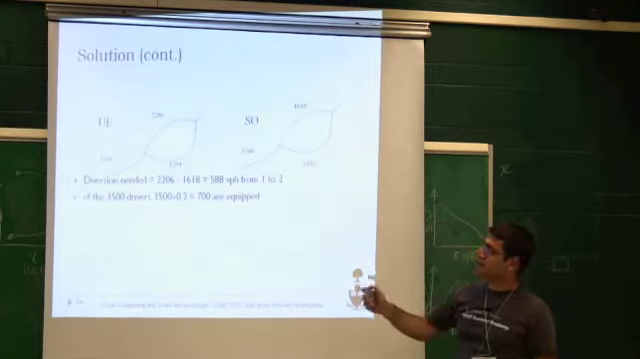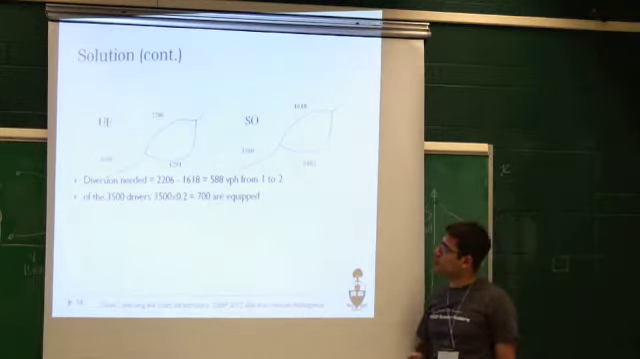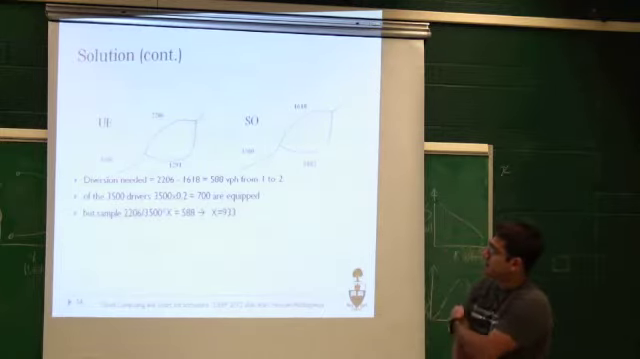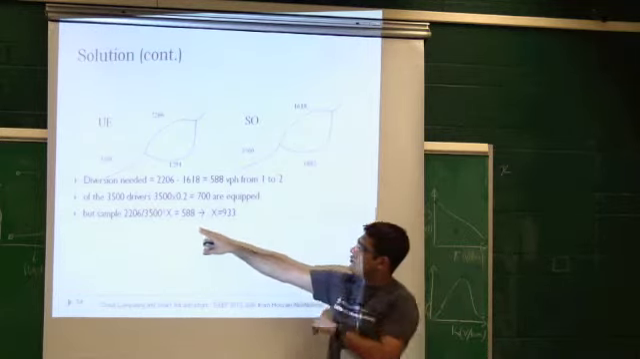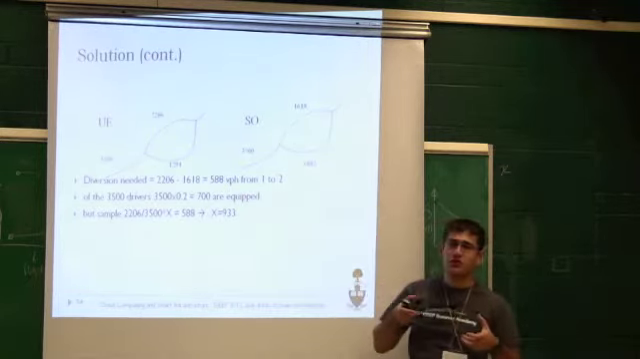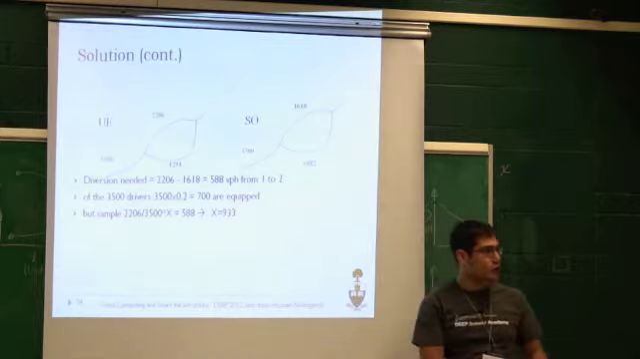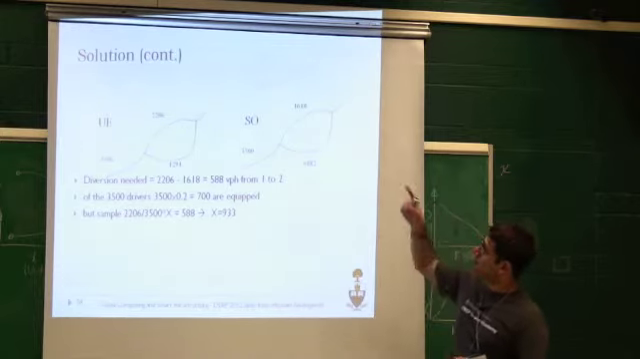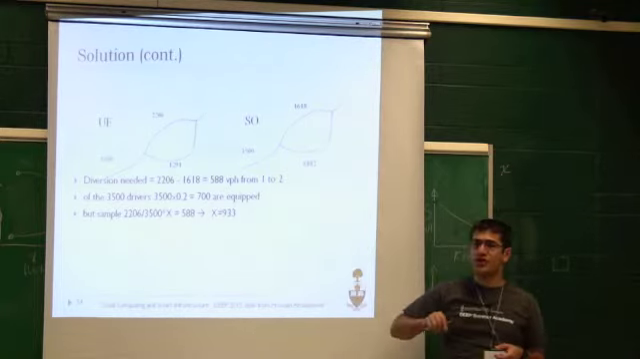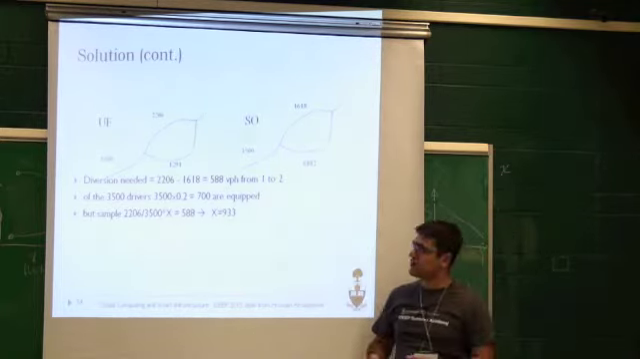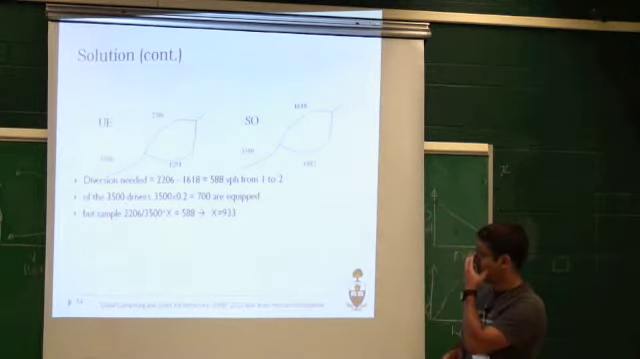Of the 3,500 drivers, 700 are equipped. Okay, but I know that out of these vehicles, the percentage of people who are going to go to route 1 is 2206 over 3500, which is, we said, something around 60 or 65%. Okay?